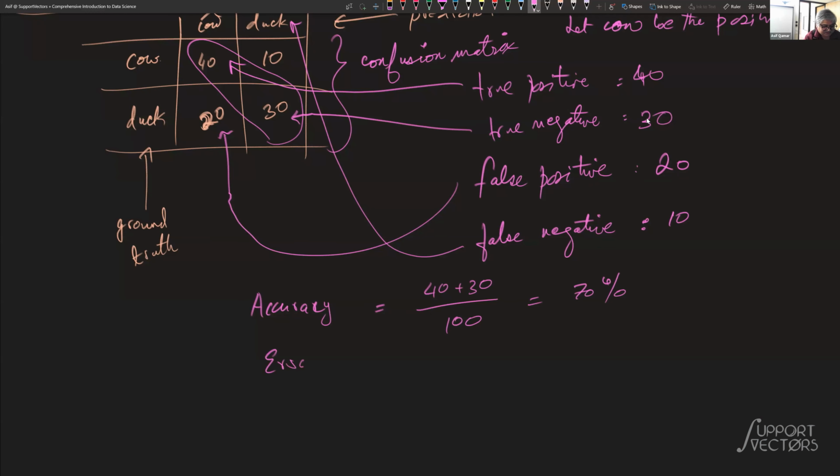Error rate is, by definition, 1 minus accuracy. That is, how many mistakes did we make? 30 over 100, 30%. So 20 plus 10, the off diagonals. Anything not in the diagonal is a mistake of some kind. 20 plus 10, it's a mistake. So this is our error rate.